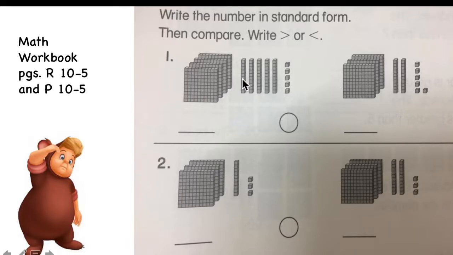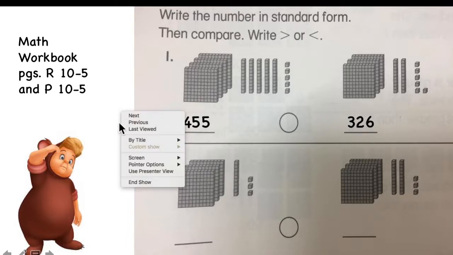4 hundreds, 1, 2, 3, 4, 5 tens, and 1, 2, 3, 4, 5 ones. 4, 5, 5. 455. Let's go and count how many, what's the number here? We have how many hundreds? 3 hundreds, 2 tens, 6 ones. 3, 2, 6. 326. Those are the numbers in standard form.